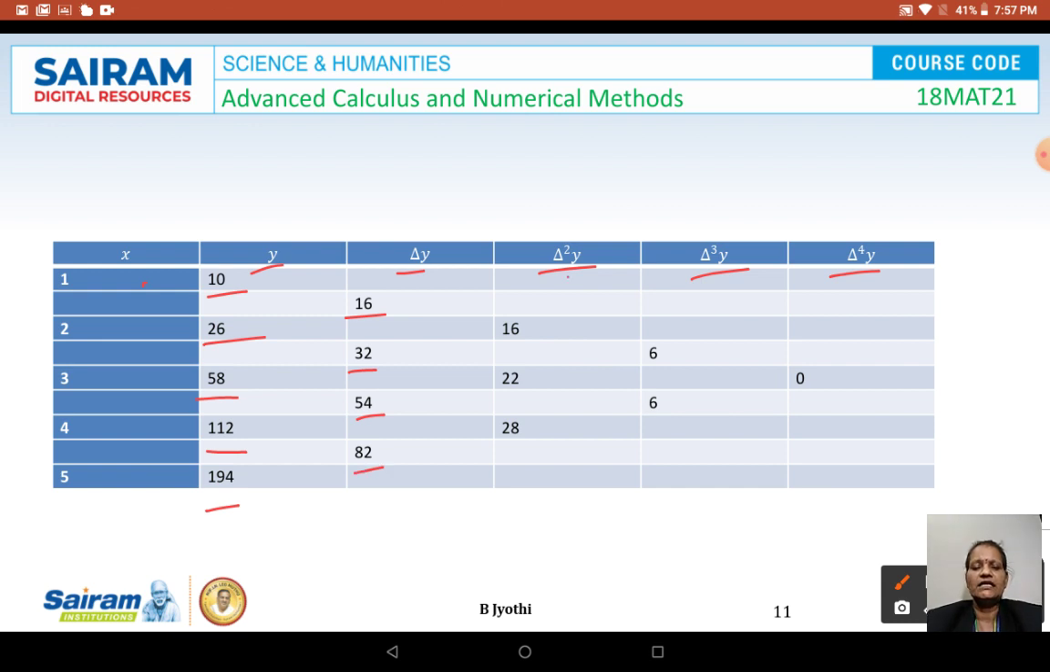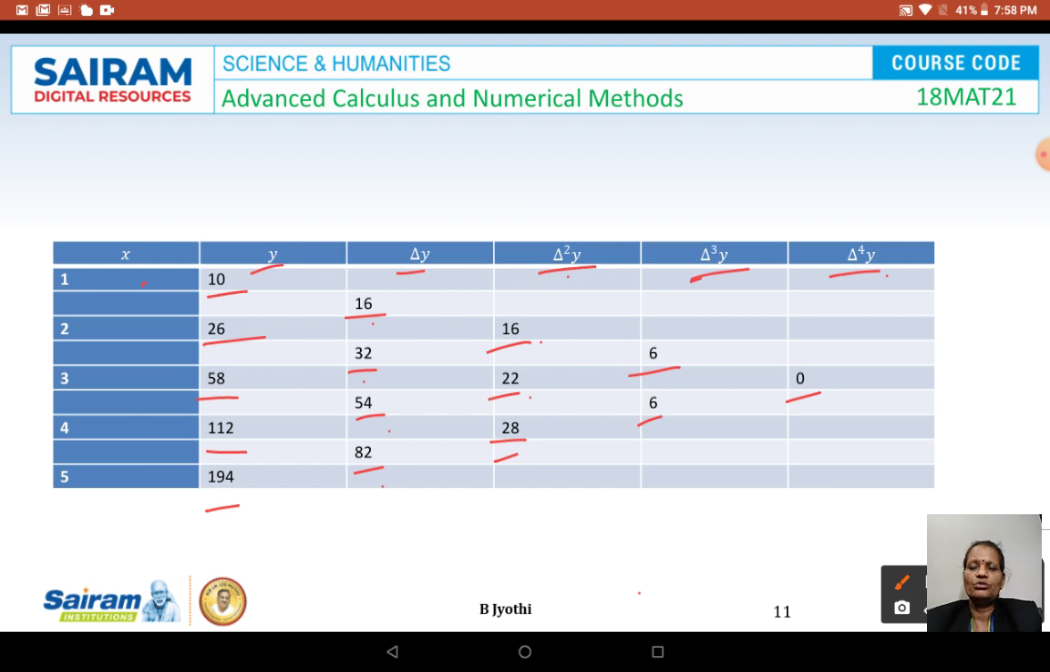Next, the second difference is obtained by taking the difference of the first difference: 32 minus 16 is 16, 54 minus 32 is 22, 82 minus 54 is 28. Next, the third difference is obtained by taking the difference between successive values of the second difference: 22 minus 16 is 6 and 28 minus 22 is 6. Now the fourth difference is 6 minus 6, which is equal to 0. So now we have obtained all these values in the table.